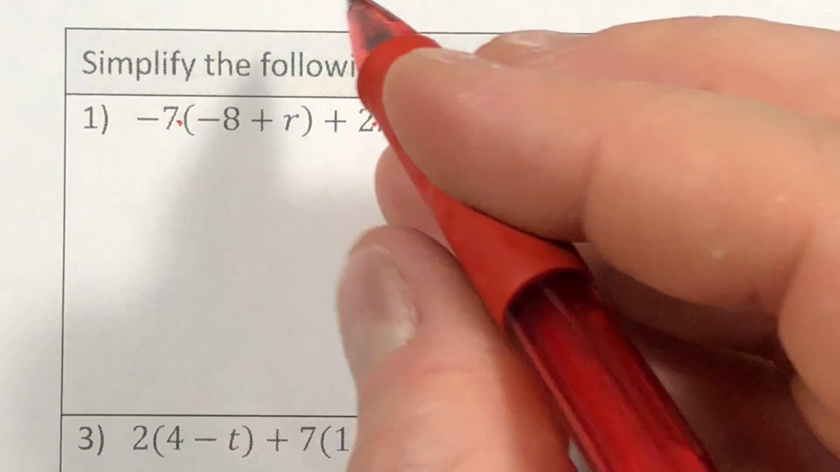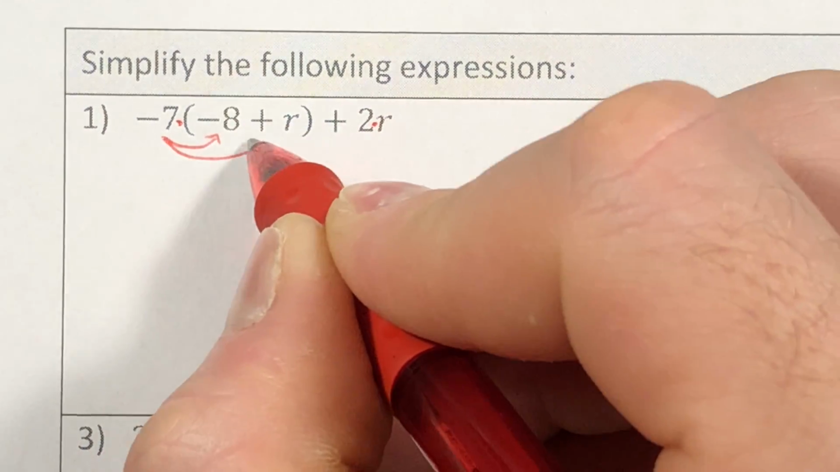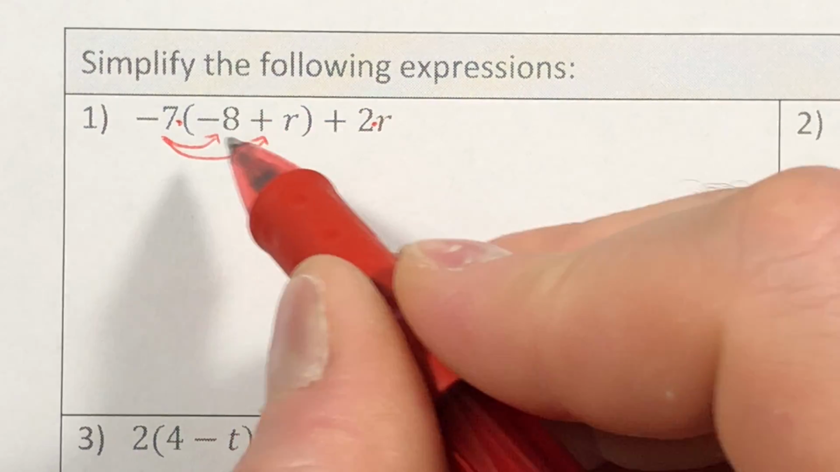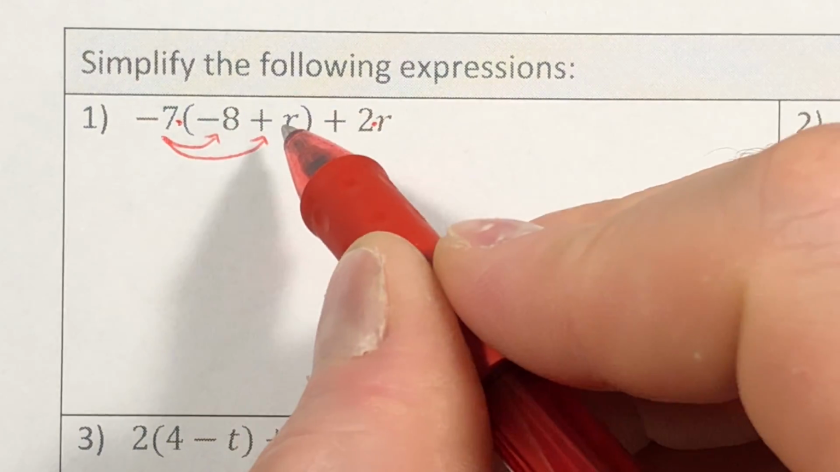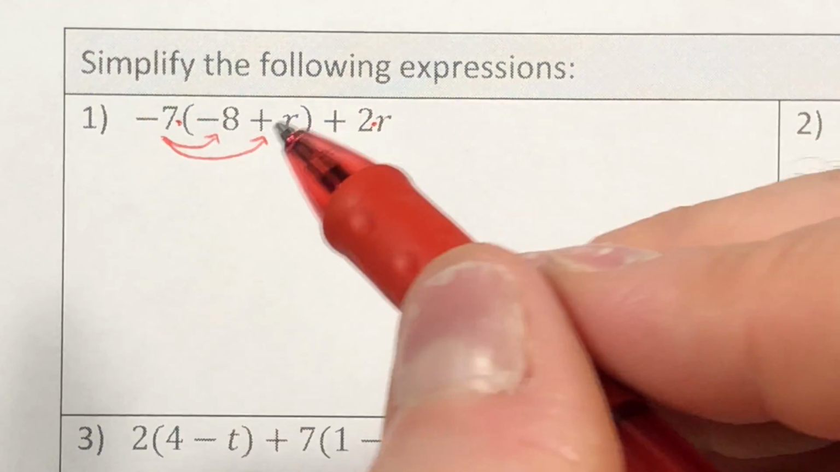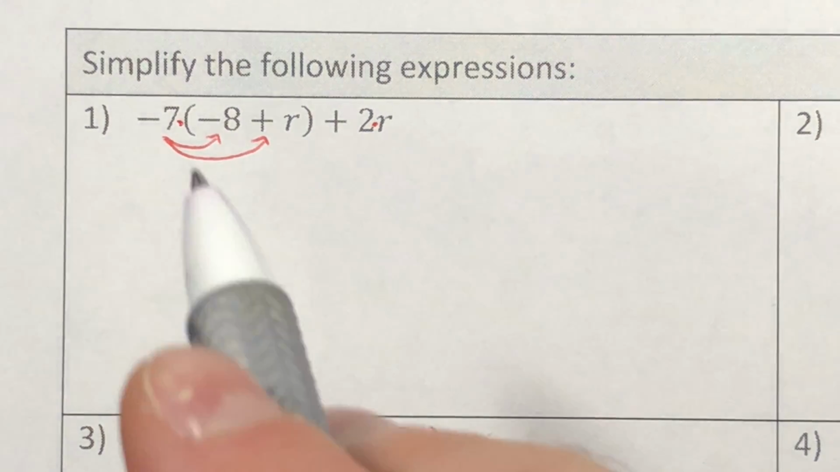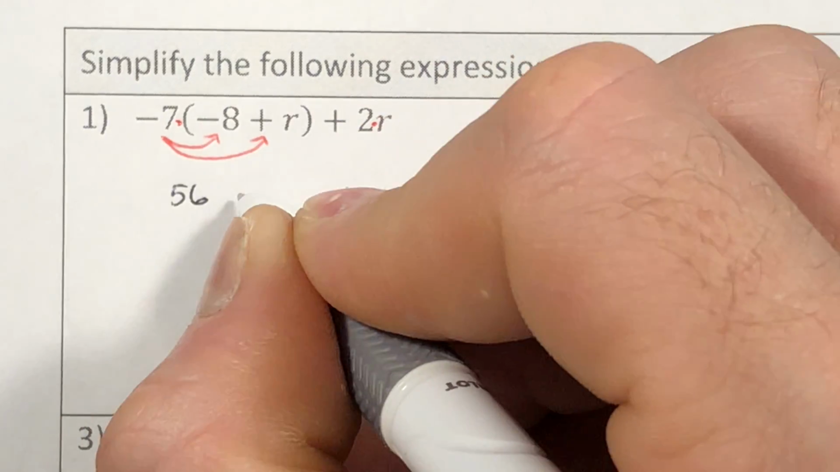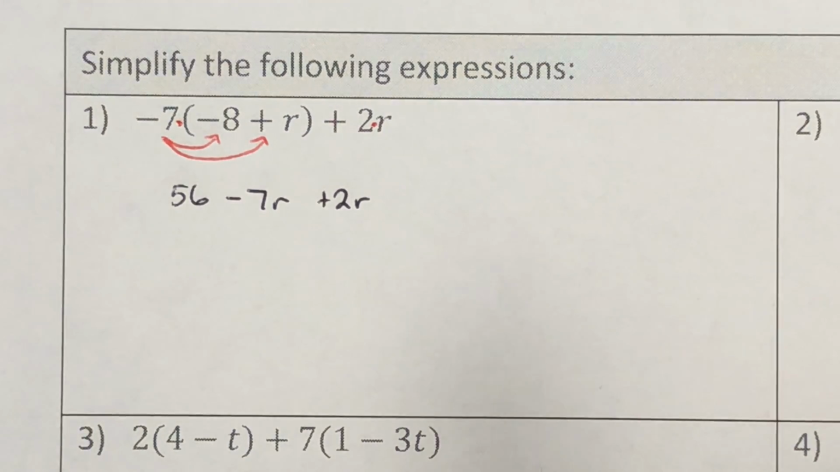I can't do anything with that, but I can do something with this. So this multiplication and division just means that I have a distribution that I need to do. So I'm going to distribute this -7 to everything inside the parentheses because I'm multiplying it from here to here. So each one of these terms gets multiplied by a -7. And let's see what we get. So -7 times -8 is 56. -7 times r is -7r, plus 2r.